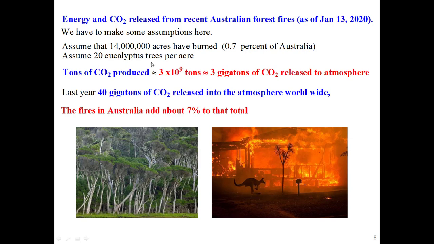Now, if we burn all of that, all those trees, all that acreage, we come up with 3 gigatons of carbon dioxide. That is pretty amazing for this humongous fire that we're looking at, because the whole world burning all the fossil fuels was 40 gigatons, and we're getting 3 more gigatons from these fires in Australia. Okay, that's an additional 7% to the total of fossil fuel oxidation in the world.